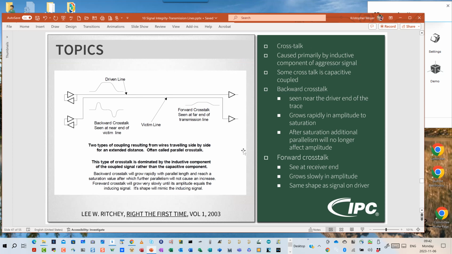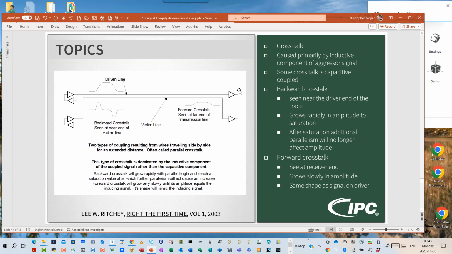So what is crosstalk? Again, it's caused primarily by the inductive component of the aggressor signal. There are methods for doing capacitive coupling, but that's usually not a crosstalk related issue. That's usually more of an offset related issue or other problems that we'll see there. Some crosstalk is capacitively coupled, but primarily it's going to be inductively coupled due to those magnetic fields. There are two types of crosstalk we are going to be concerned with in our digital signals, what we call backward crosstalk and forward crosstalk.